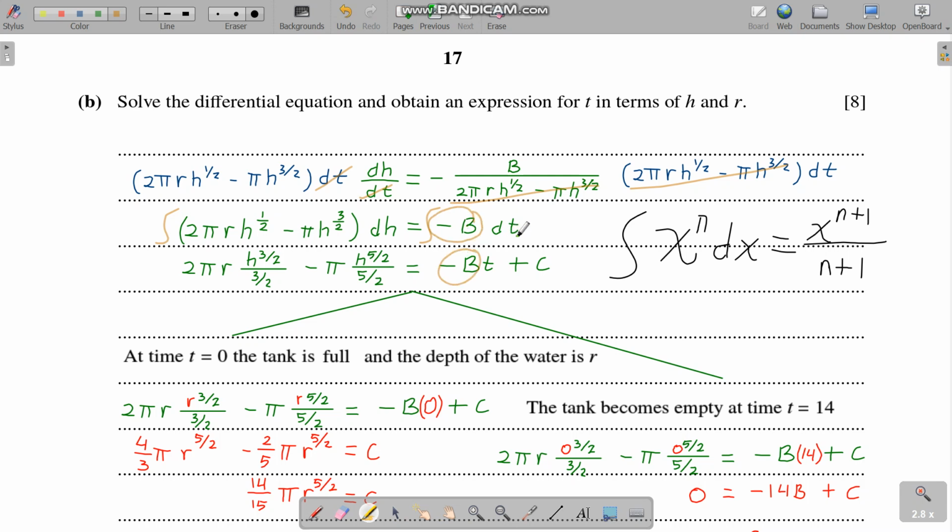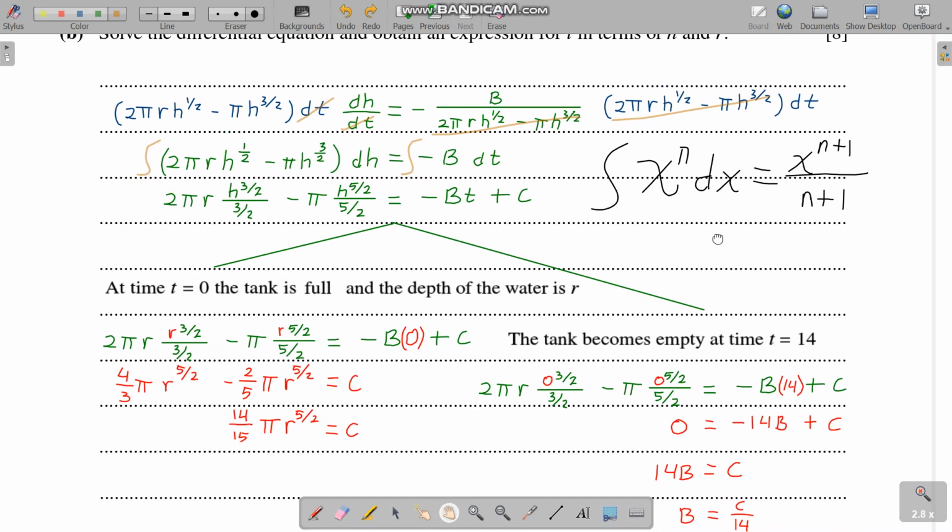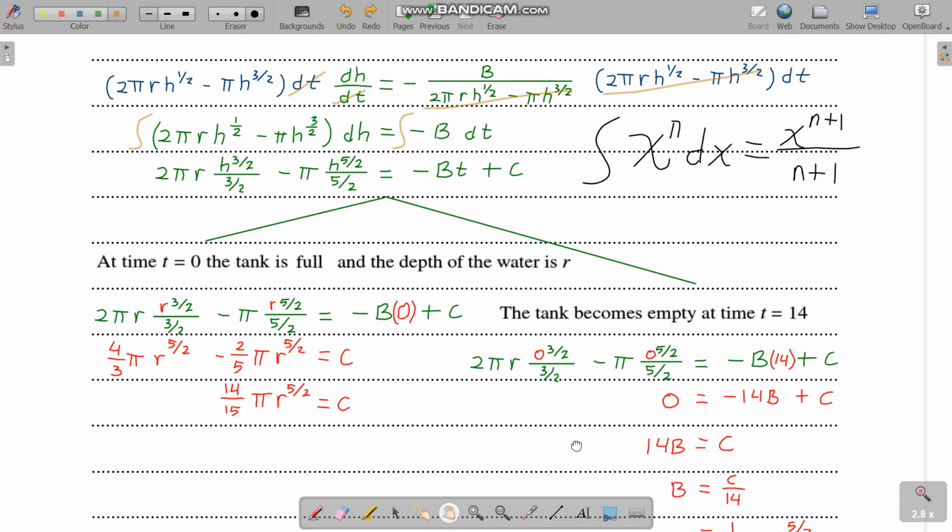The integral of 1 dt is just t, and we put the constant of integration on one side. Let's put it on the right. So this is actually the general solution of the differential equation. To find the particular solution, we plug in the values of t and h.